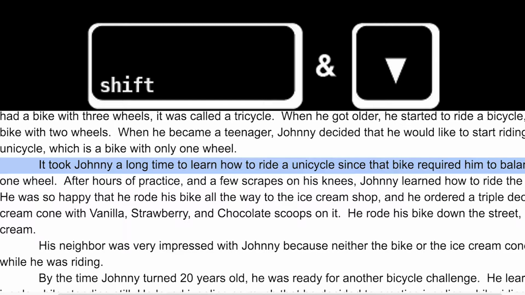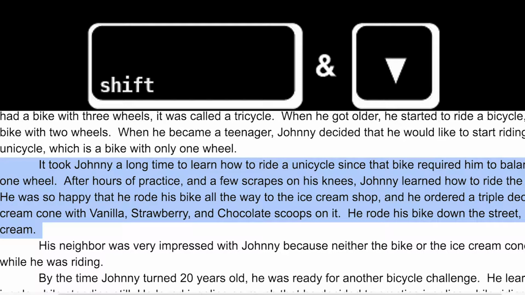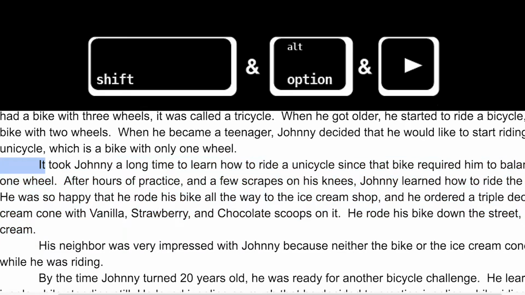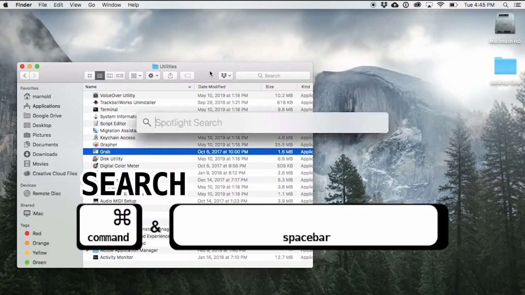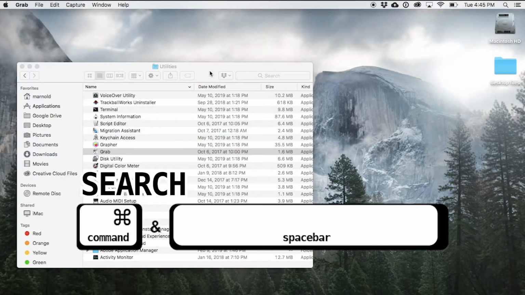Shift up and down will select one line at a time. Shift Option left and right will select a whole word at a time. And Shift Option up and down will select a whole paragraph. Command Spacebar will open up the search bar and let you find apps or documents on your computer.